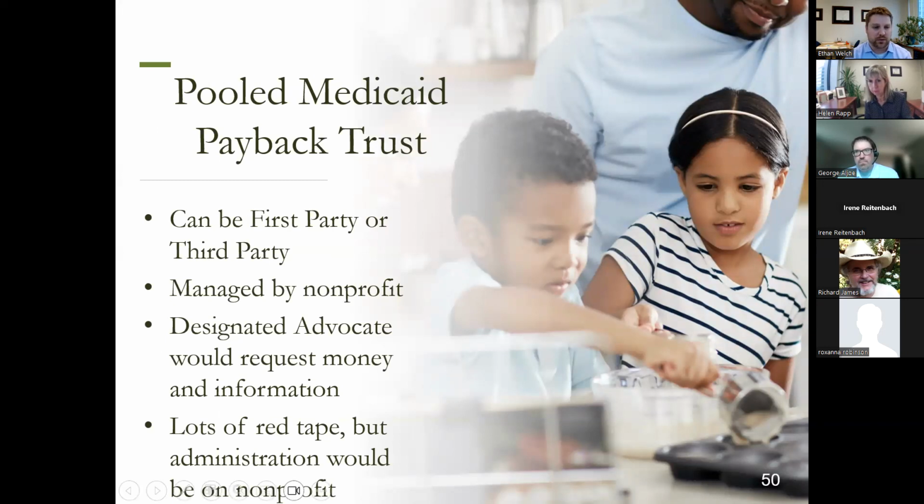There's also the pooled trust. This can be either a first party or a third party. It's managed by a nonprofit organization. There is a lot of red tape dealing with a pooled trust, but they can invest the money, and if there's no trustee there to manage this money, that's why this pooled trust is there, to help manage this money for the individual.